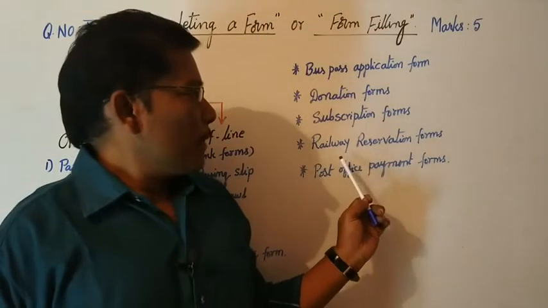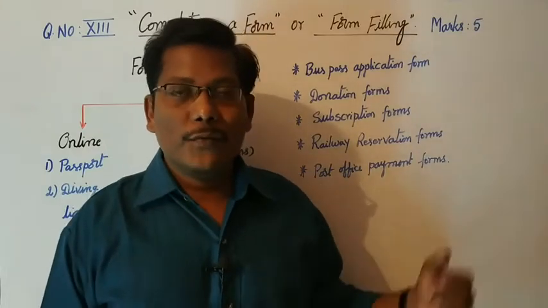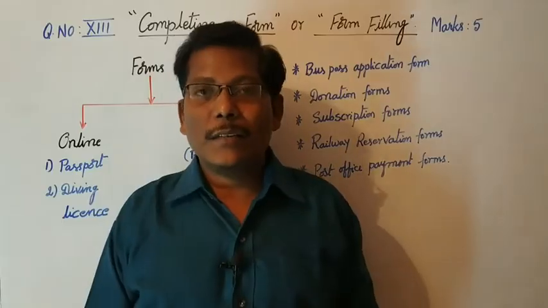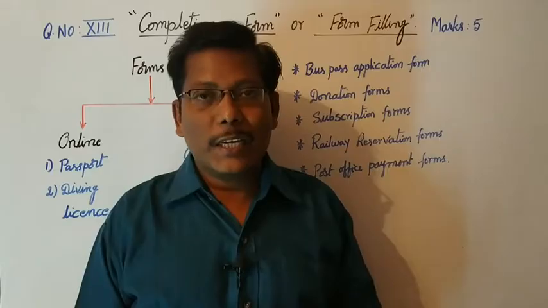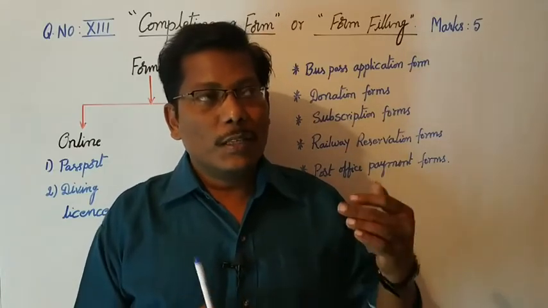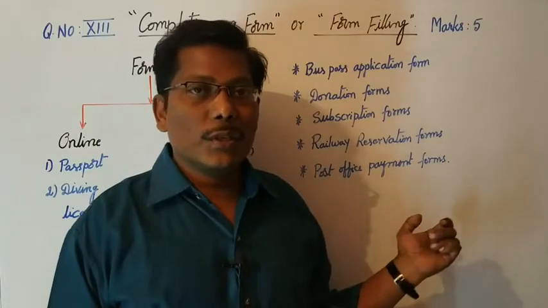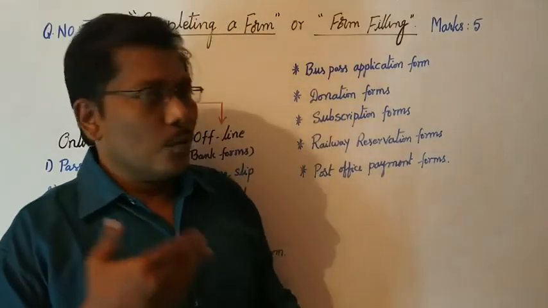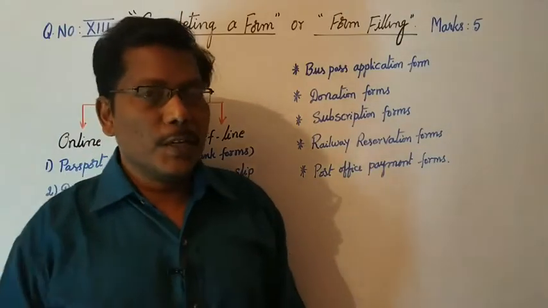Okay, next, the post office payment forms. You already know post offices also act just like banks. You can deposit money in post office savings accounts, and you can withdraw money from your accounts. So the post offices also act just like banks. In that case, the post offices have different kinds of forms. So if you go to a post office, you will have to fill up the post office payment forms.